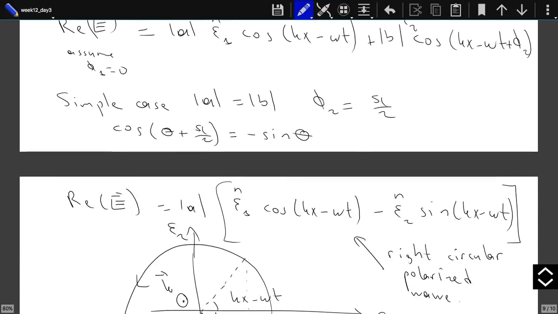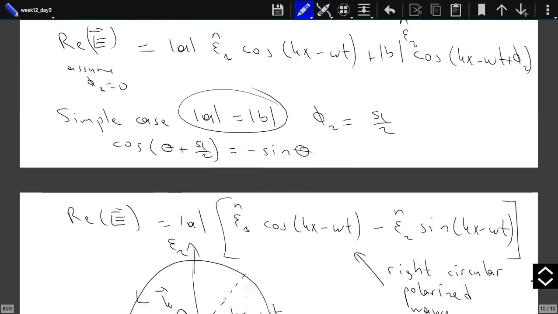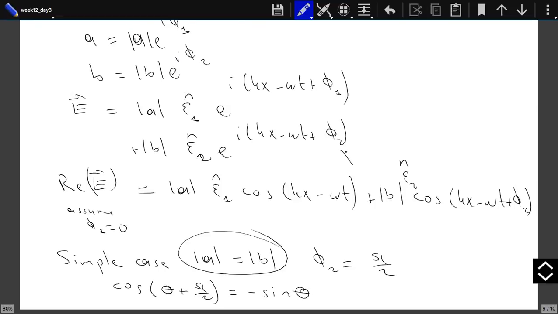Now, of course, in general, A and B will not be equal to each other here. In general, this will not hold. In such a case, you don't get a circular trajectory of the tip, but an elliptical trajectory of the tip. So that's why we call them, in general, elliptically polarized. Now, to create this polarization, what you need to do is basically have a phase difference between the two polarizations.